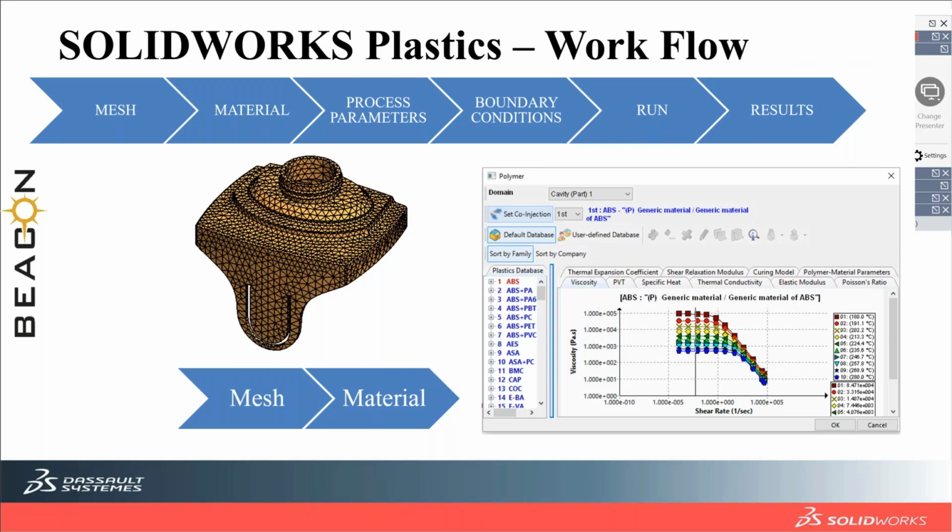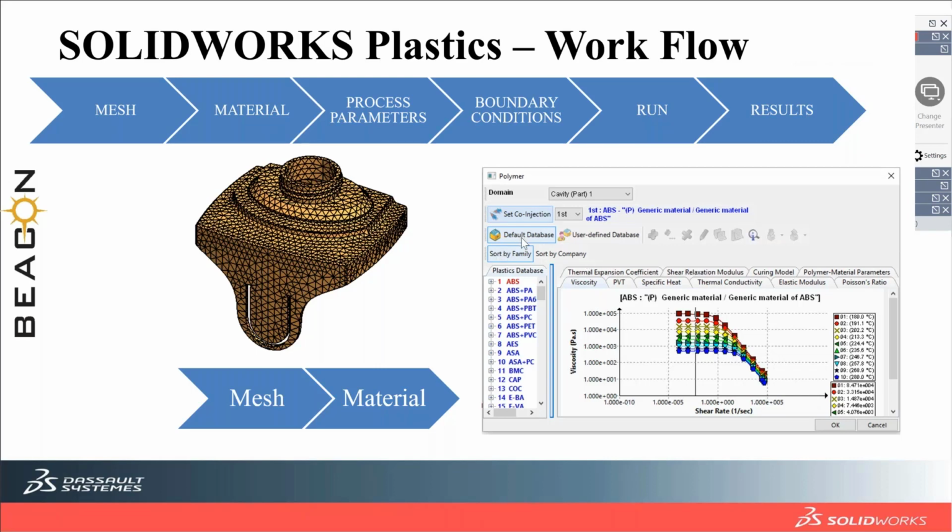It can be of any imported geometry, which we are going to mesh. Meshing is to discretize the part into different discrete quantities to facilitate the analysis. And we choose the material. SolidWorks Plastics comes with 5,000 plus materials, as you are seeing here.